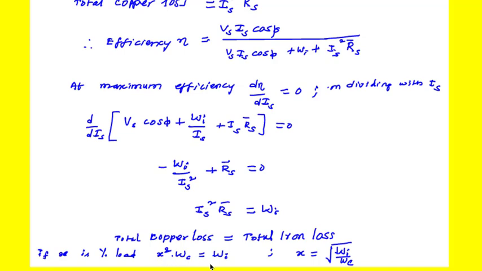So X square WC must be equal to the WI. So from this we can calculate what is that X. X is nothing but root of WI by WC. So when the load on the transformer is equal to root of WI by WC, then the transformer reaches maximum efficiency.